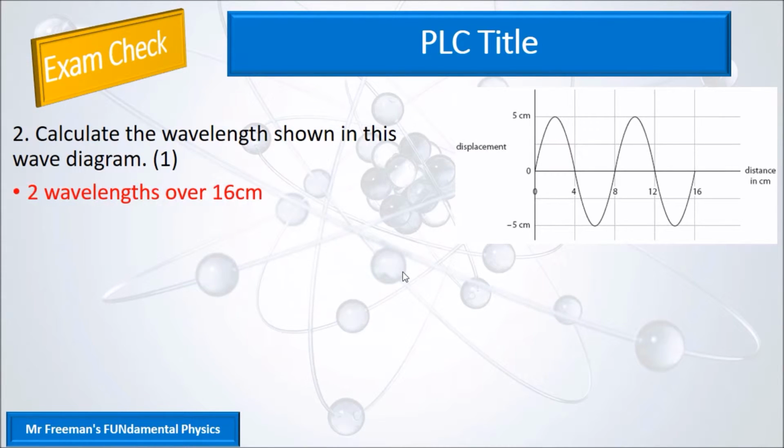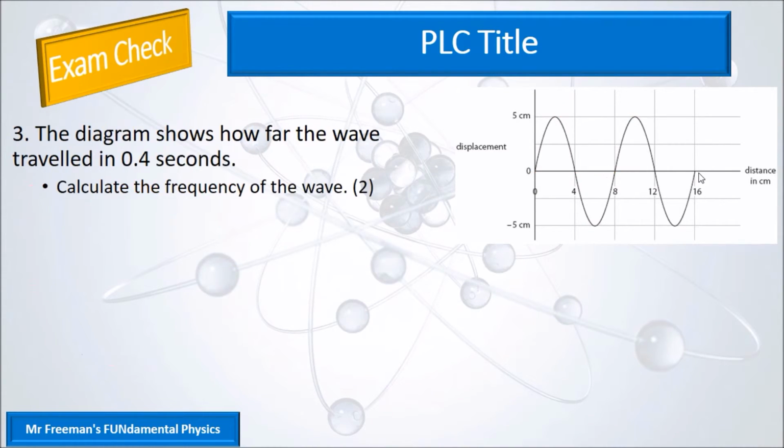So we can see there we've got 2 wavelengths over the 16 centimeters. So we do 16 divided by 2 equals 8 centimeters. Or we could just look from the start of a wave, track it all the way through to the end of that complete wave cycle and see it's 8 centimeters. Or we could go from peak to peak, 10 take away 2 there, 8 centimeters.